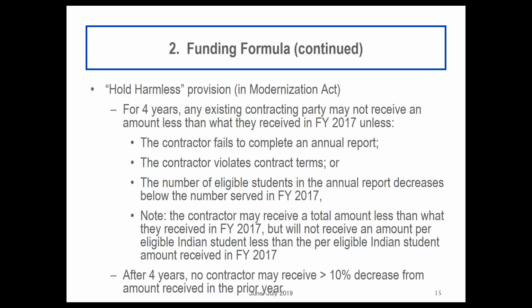No existing contractor will receive an amount of funding per eligible student that is less than the amount of funding per eligible Indian student that the existing contractor received for fiscal year 2017. Beginning December 31st, 2022, 4 years after the December 31st, 2018 date of enactment of the JOM Modernization Act, no contracting party will receive for a fiscal year more than a 10% decrease in funding per eligible Indian student from the previous year. And that is the hold harmless provision.